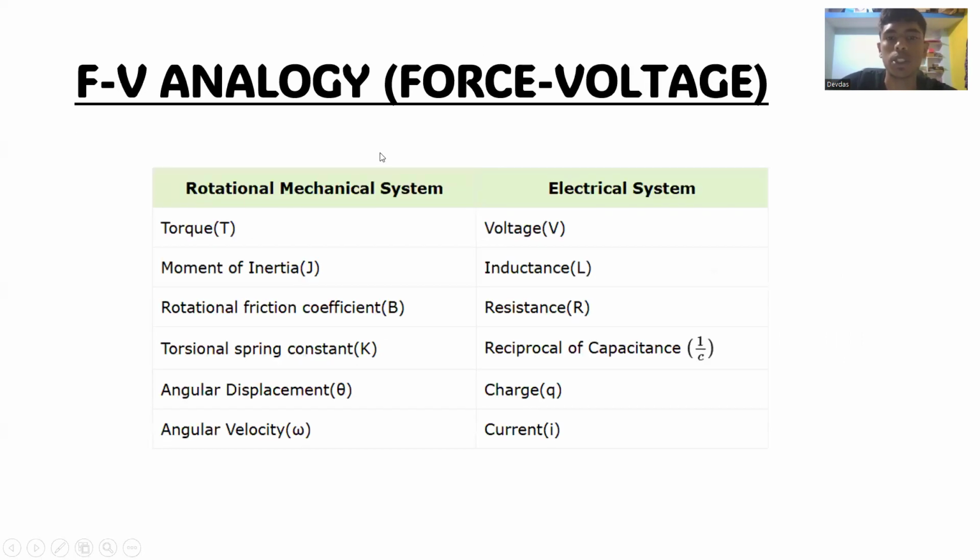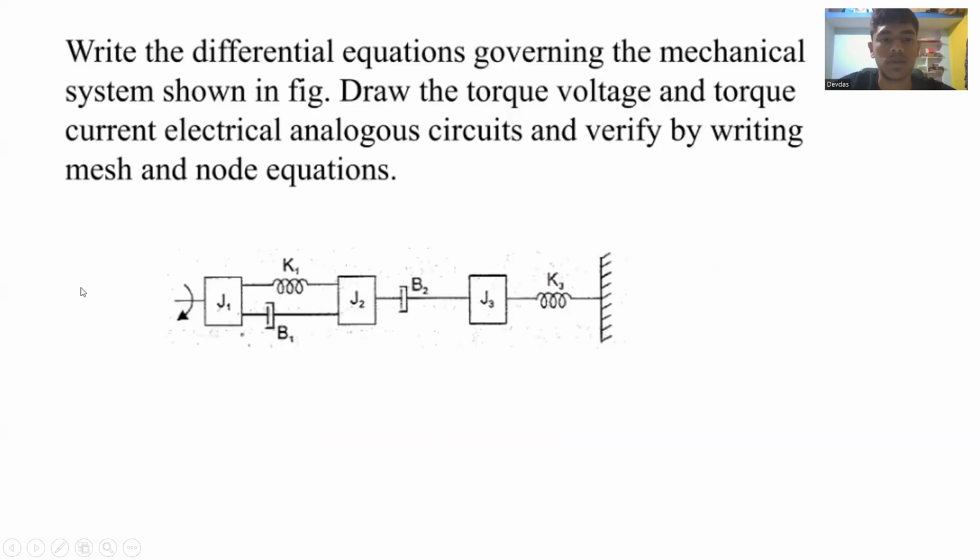So this is the FV analogy. T stands for V, and moment of inertia J stands for L, and so on. The rest are the other components. So let us start the question.